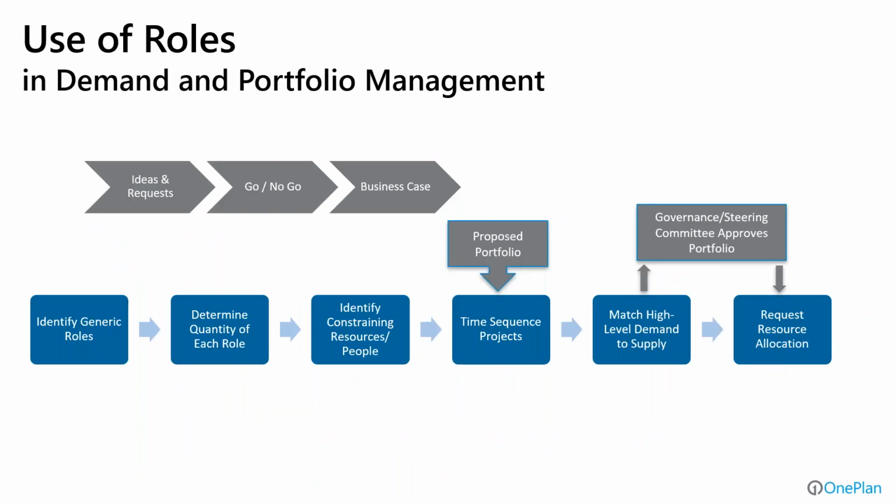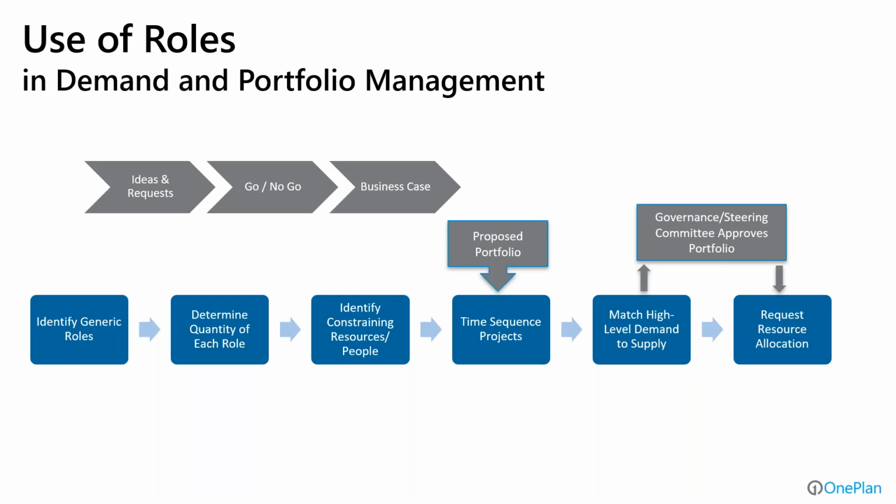As we look at tying this to the demand and portfolio management, as I mentioned with the governance and prioritization, organizations get demand in a lot of different ways, but if we take the concept of ideas and requests that come in, and whether we make a go, no-go decision on whether or not to pursue that and do a business case, and then have these items as proposed items in a portfolio to marry up with the things that are actively in flight, notice that the bottom path in the blue is really about the resource management, identifying the roles, determine the quantity of each role, identify constraints and things. And then it marries up at that proposed portfolio level.